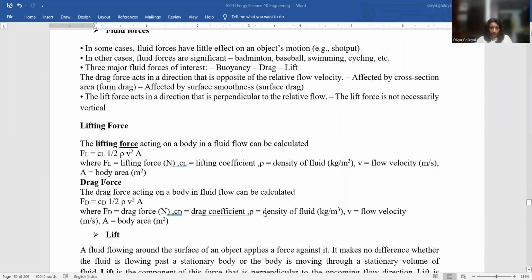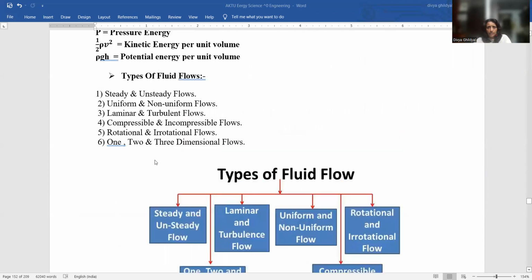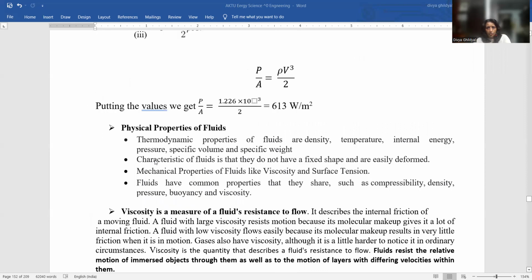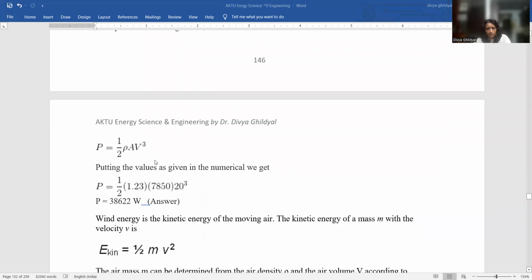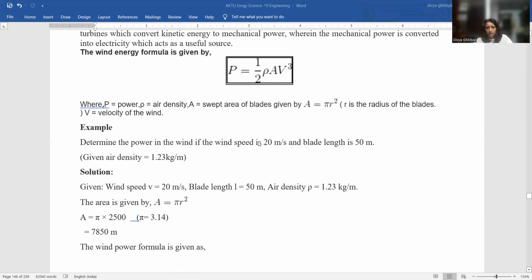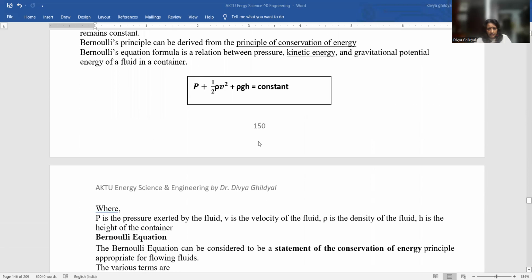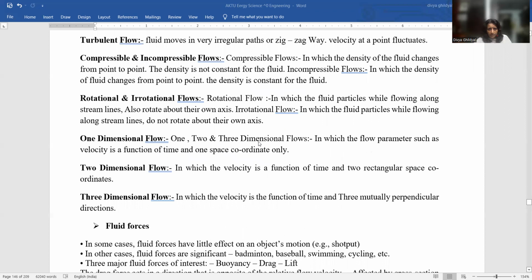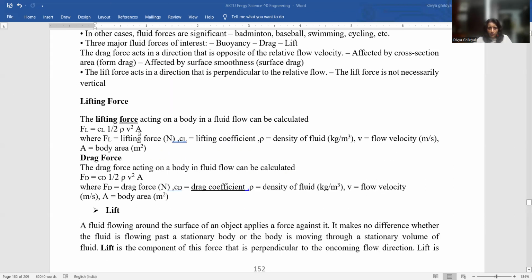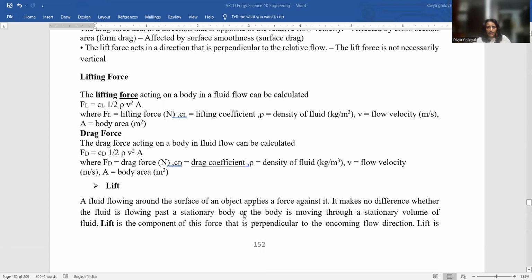Lifting force. Now, have you seen lifting force acts on a body in the fluid, and it can be simply given by the formula F is equal to half rho V square A into lifting coefficient. This force is same as the one I derived with you in the previous lecture, and you don't need to go into higher details of this formula. Whichever coefficient they ask, just multiply it with that coefficient to get the answer. So lifting force here becomes CL into half rho V square A, where CL is lifting coefficient. Drag force can be CD into half rho V square A, where CD is the drag coefficient.